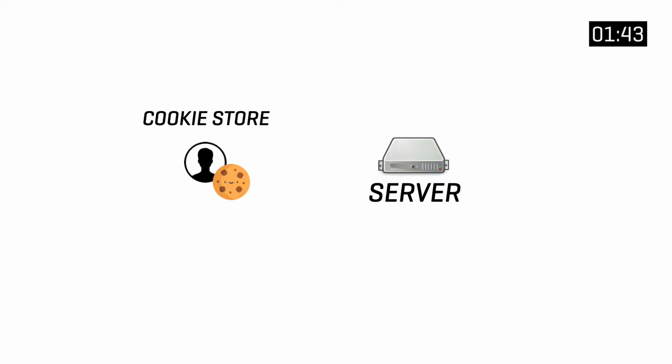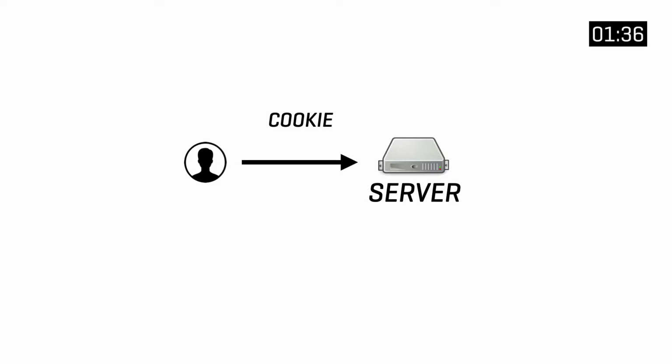As soon as the client receives the Set-Cookie response, it will store the data in the local cookie store and present that data upon subsequent requests to the server in the form of a Cookie request header. This is what a cookie looks like. And you must admit, the key value pairs look surprisingly familiar.